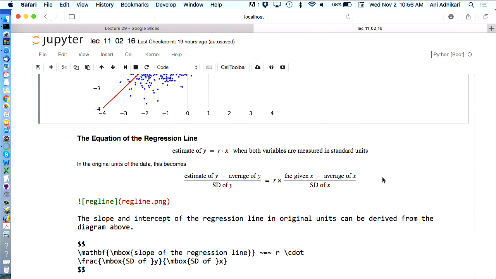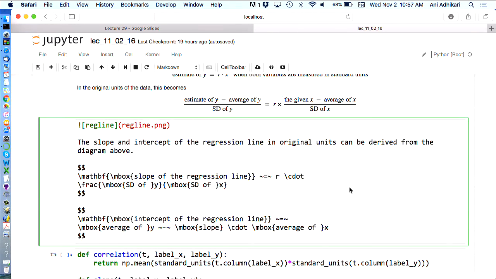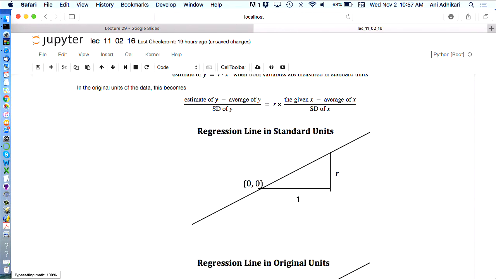Okay? So if I sit down with a pencil and I do the algebra, I should be able to just isolate the estimate of y on one side and have everything pop out here. Yes, I should be able to just manipulate this equation and get the equation in the original units. That's boring, but it can be done. Why don't we instead look at a picture here?